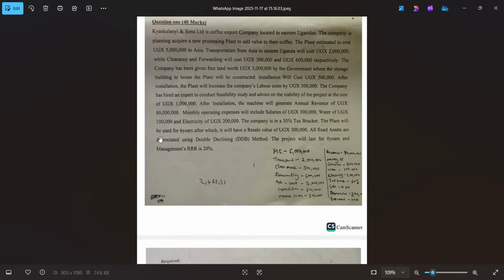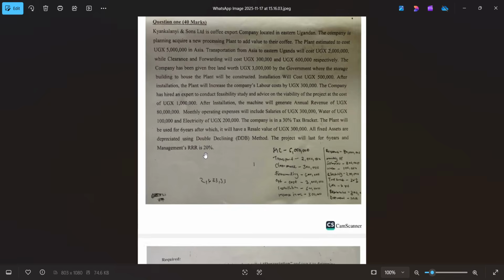The plant will be used for 6 years. It will have a resale value of 300. That means the salvage value will be this and the useful life will be 6 years. All fixed assets are depreciated using double declining, so they're using the double declining method. The project will last for 6 years and the management's rate of return is 20%.